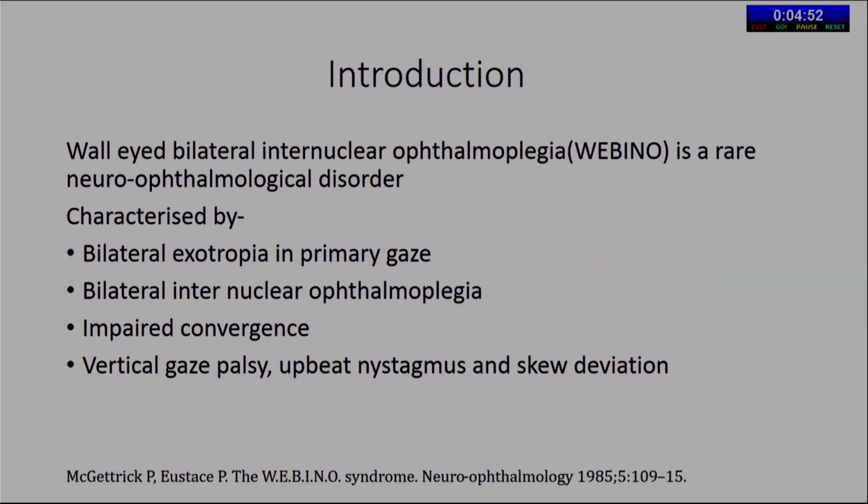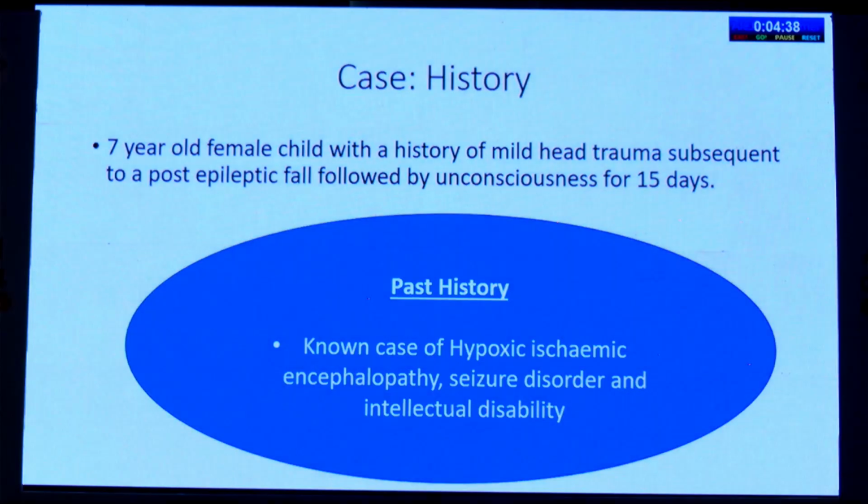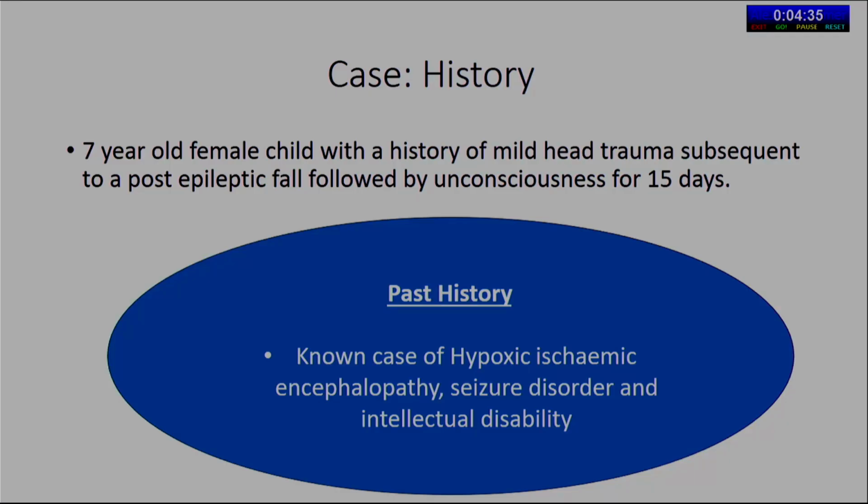Yeah, bilateral internuclear ophthalmoplegia. It's a rare neuro-ophthalmological disorder characterized by bilateral exotropia in primary gaze, bilateral internuclear ophthalmoplegia, impaired convergence, and can be associated with vertical gaze palsies, upbeat nystagmus, and skew deviation. This is a case of a 7-year-old female child with a history of mild head trauma subsequent to a post-epileptic fall, followed by unconsciousness for 15 days. Past history: she is a known case of hypoxic ischemic encephalopathy, seizure disorder, and intellectual disability.